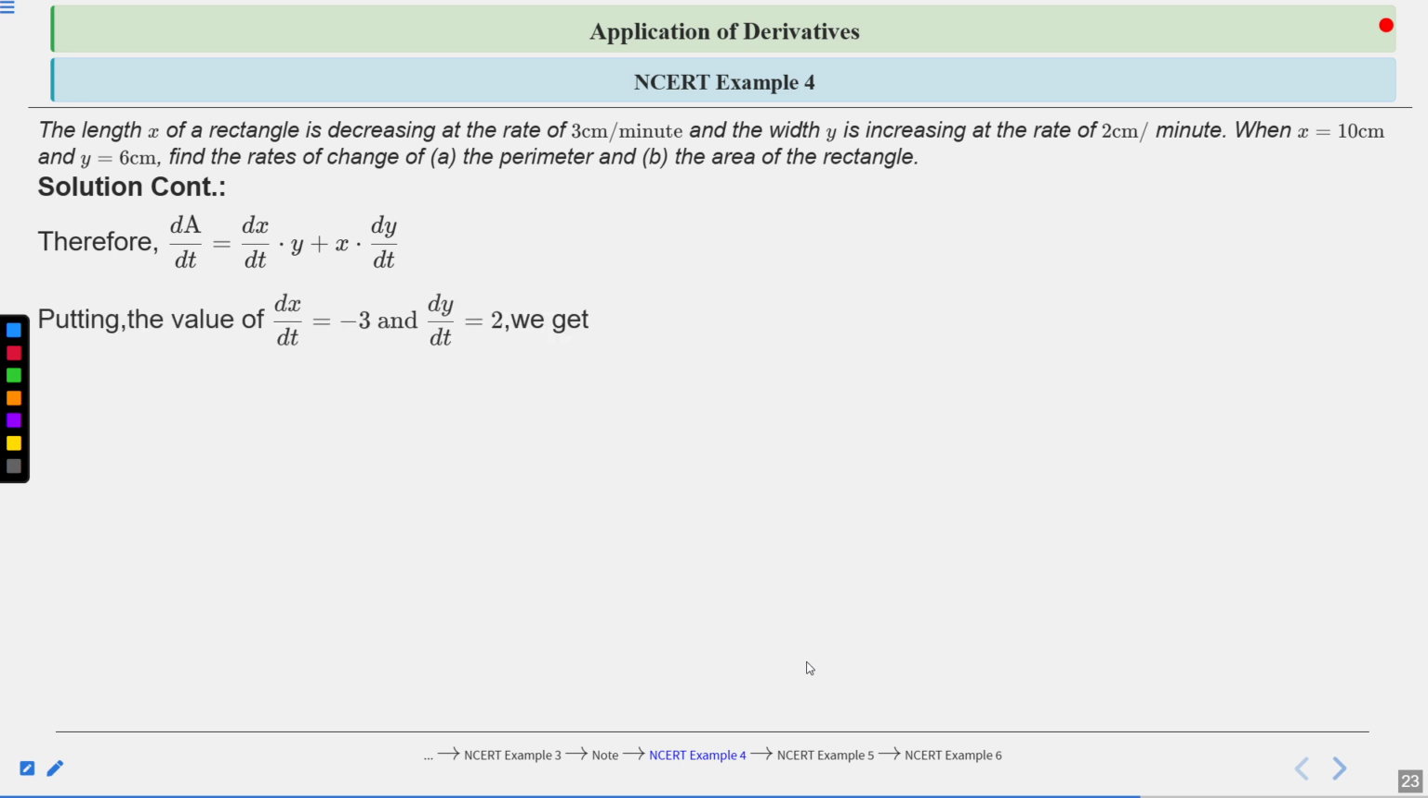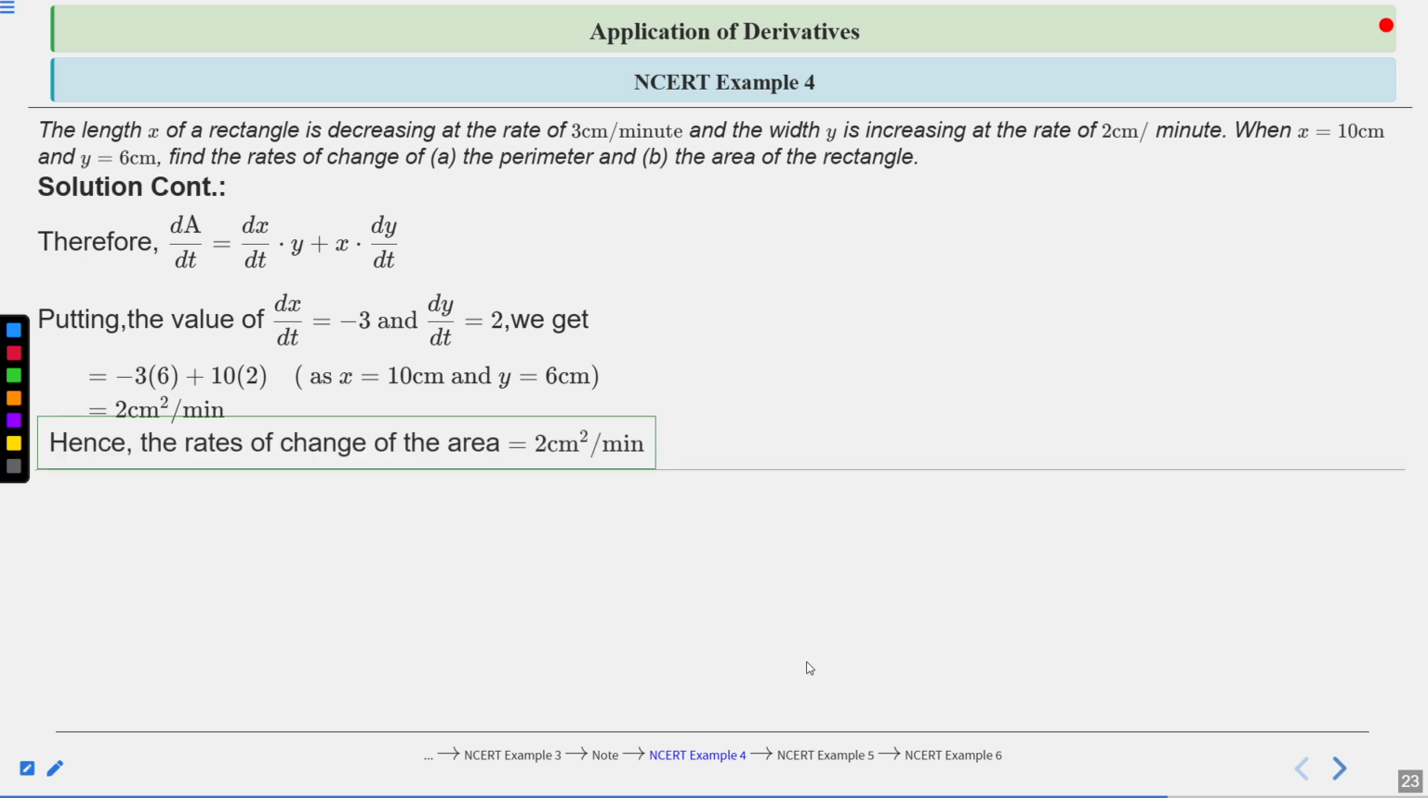Putting the value of dx upon dt, which is equal to -3, and dy by dt, which is equal to 2, we get -3 into 6 plus 10 into 2, as x is equal to 10 centimeter and y is equal to 6 centimeter, right? So dA upon dt will be equal to 2 centimeter square per minute, right? Hence, the rate of change of area will be equal to 2 centimeter square per minute. Okay?